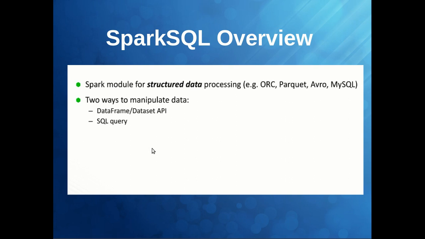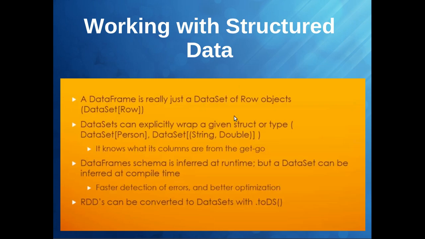In those ways also we can manipulate the data. So, working with structured data, as we already know, a data frame is really just a dataset of row objects. It is just a row object, no schema is built in, only the column names will be there, and no data type will be associated with that. But a dataset can explicitly wrap a struct or a type. It can wrap a type.